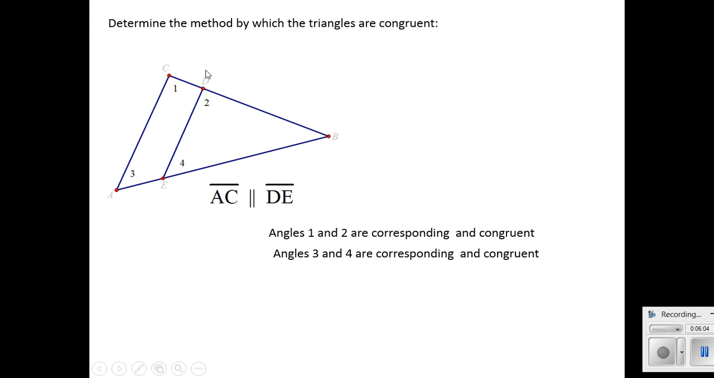All right, here we go. Determine the method by which the triangles are similar, all right? Well, again, we have parallels. Parallels set up congruent angles, okay? 3 and 4, 1 and 2, shared angle, they're similar, AAA. We'll look at some examples.